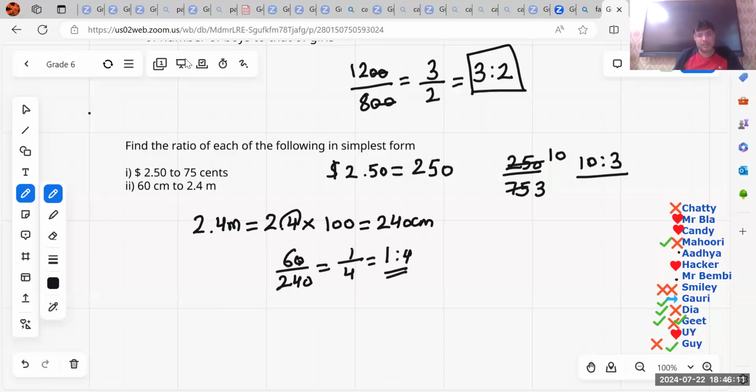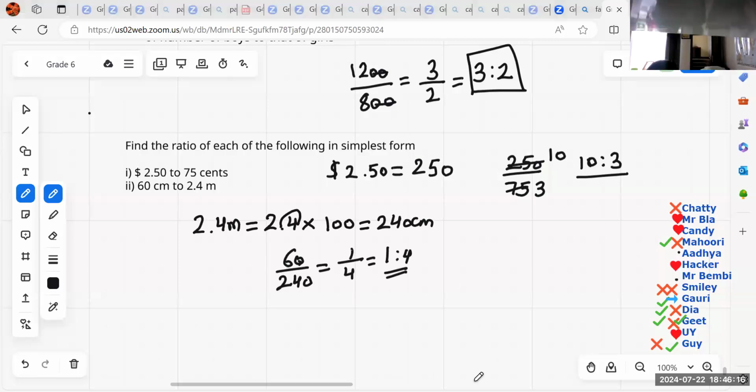Got it, guys? Yes, sir. So it's always the first number that comes in the numerator and the second number that comes in the denominator. Yes, beta. It's always like that. You cannot change the order.